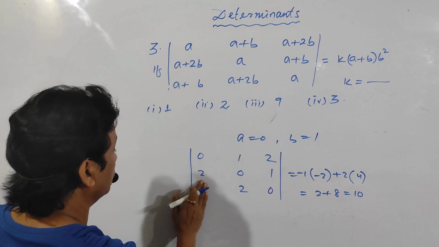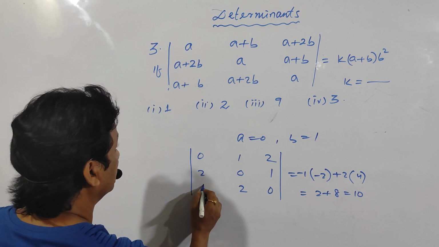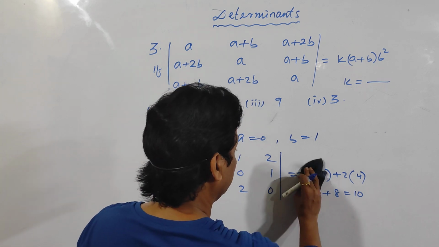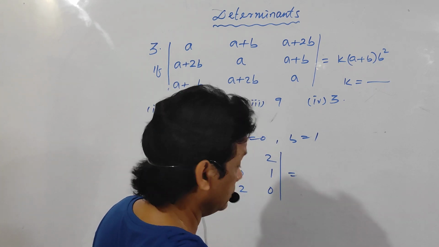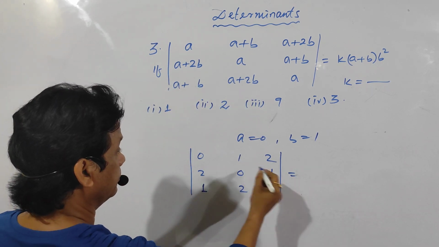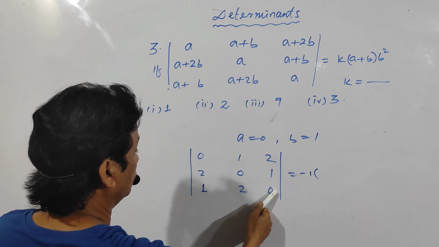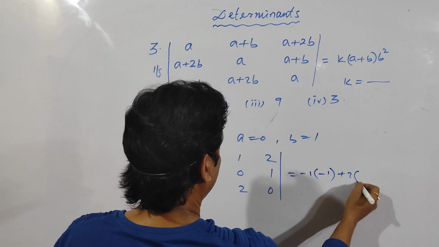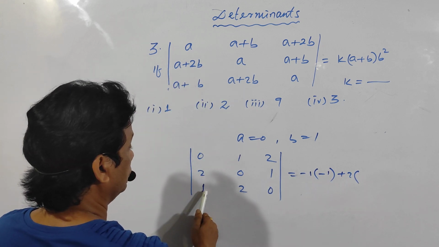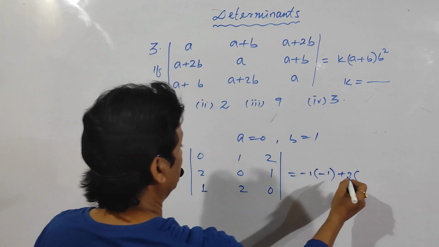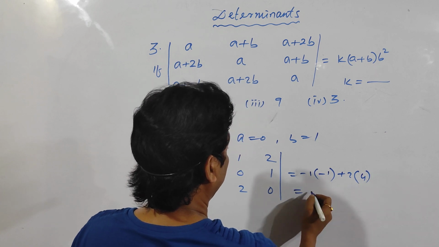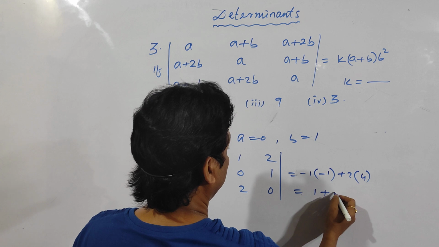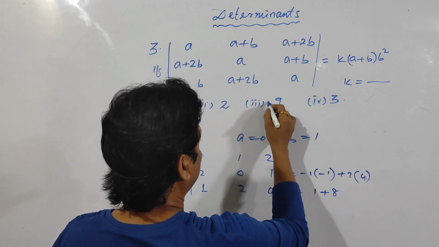That means this will become 1. B is equal to 1. So, what will be the result? Let us see. It will be 1 minus 1, 2 into 0, then minus 1. Then 2 to the 4 minus 1, it is 4. So it will be 1 plus 2 for the 8, 8 plus 9. So this is the answer.